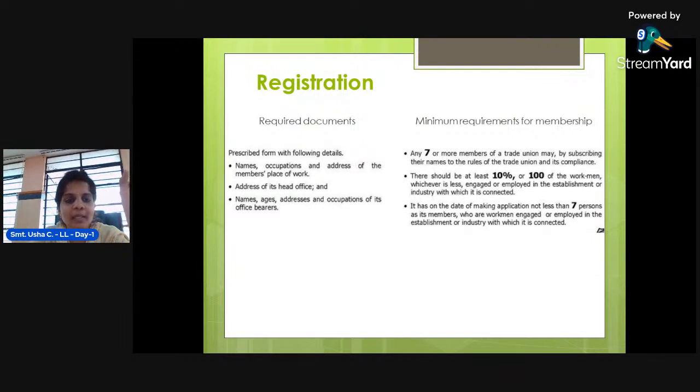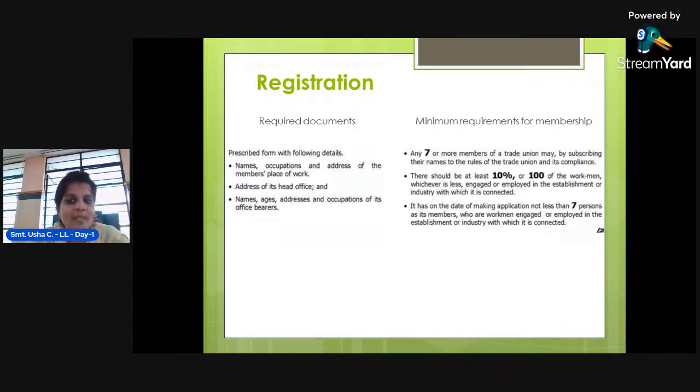Okay, so these are the documents that must be provided for registering the trade union, and it is also very necessary to have a minimum number of members to be registered. How many members should be there then? At least a minimum of 7. Minimum in the sense that more than 7 is also okay, but a minimum of 7 members must be there to get a registration. 7 or more members of the trade union may, by subscribing their names as office bearers or as members of the trade union, apply. It should be specified at the time of registration how many members are there for the trade union.